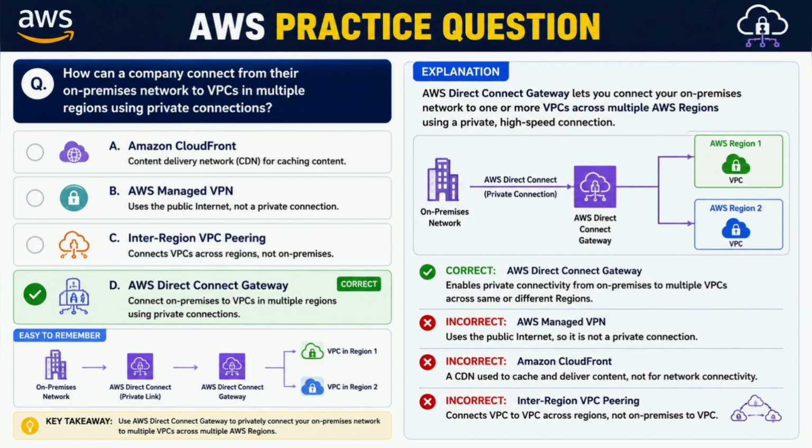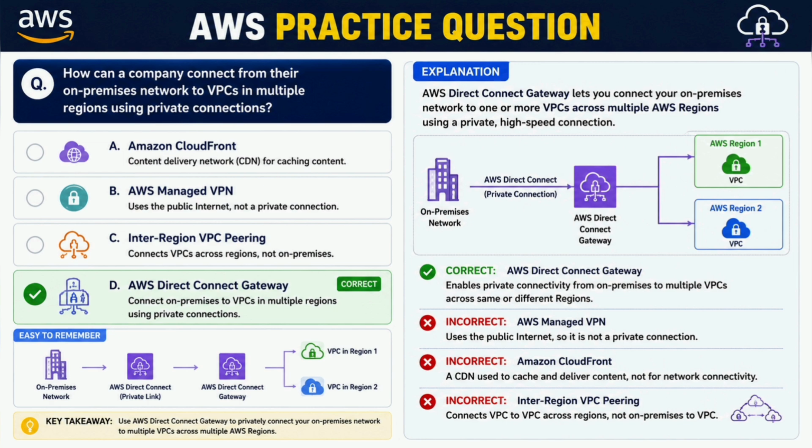So option D, AWS Direct Connect Gateway, connects on-premises to VPCs in multiple regions using a private connection. So on-premises to VPCs in multiple regions using a private connection. So option D is the right answer.